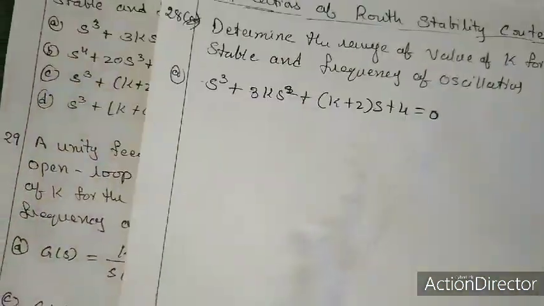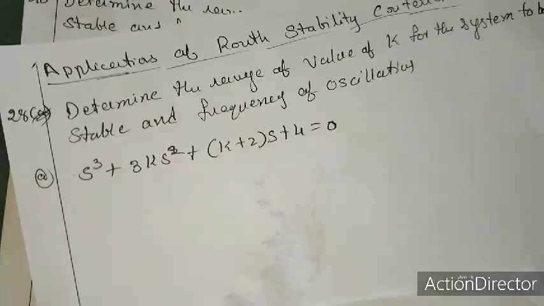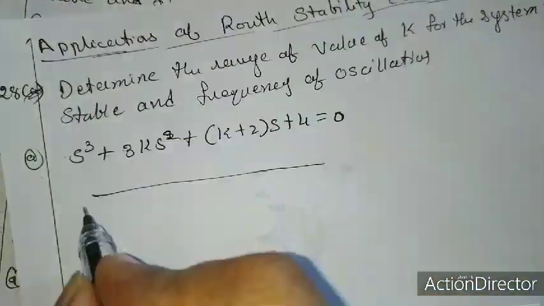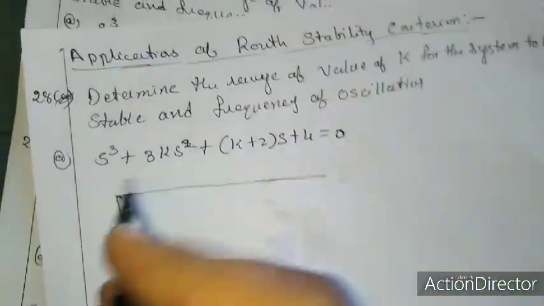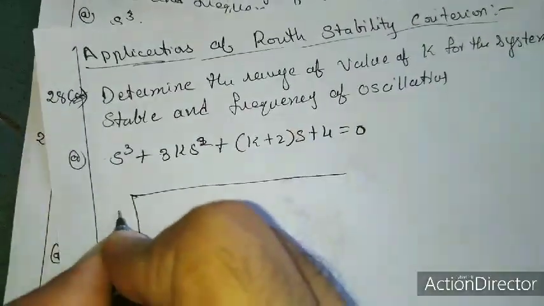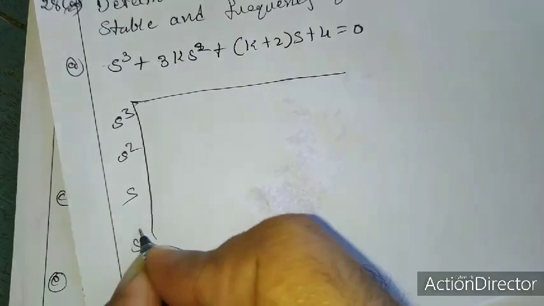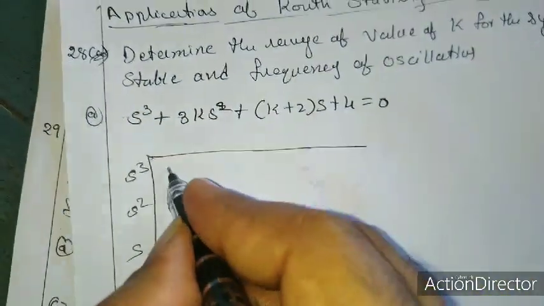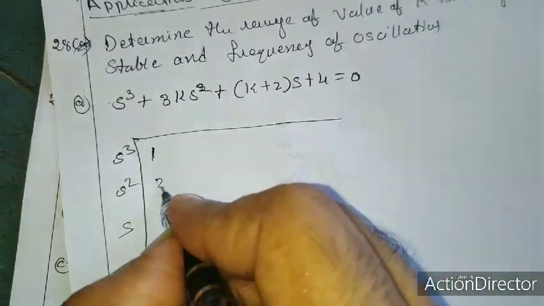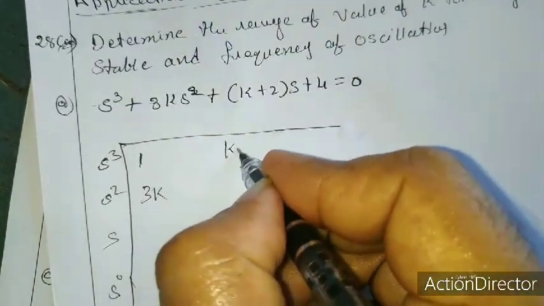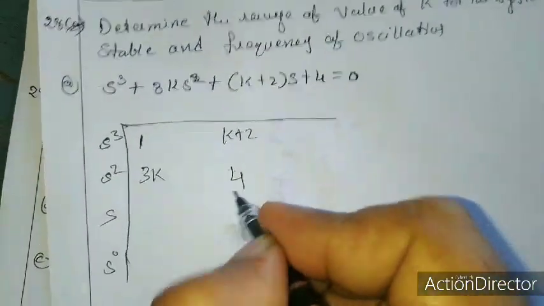See here, I'll construct the row array. First is s cube term, next is s square term, next is s term, next is s power 0 term. So s cube is 1, s square is 3k, and this is k plus 2, and here it is 4.